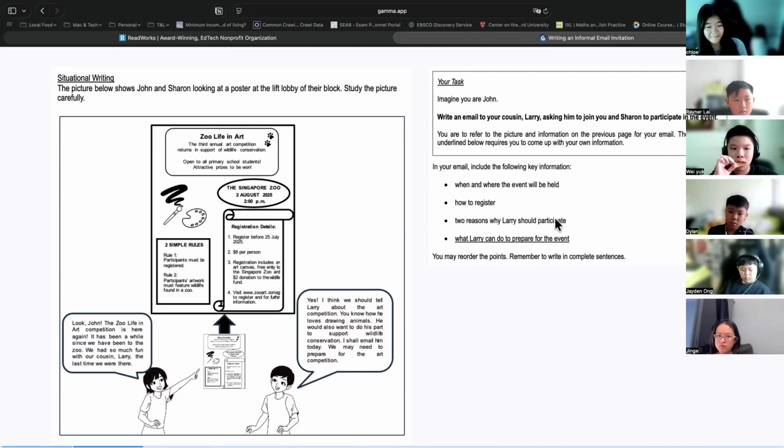Is that clear, everybody? Okay, so in this case, more is not going to harm your overall performance, because it's still answering the requirement of giving me two reasons. If you give me three, that's already answering the requirement of giving me two, okay? But don't give me less than two. And then finally, what can Larry do to prepare for the event?